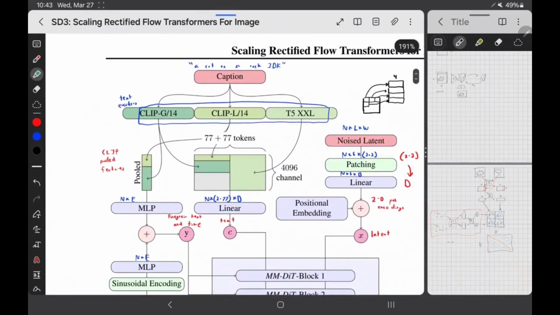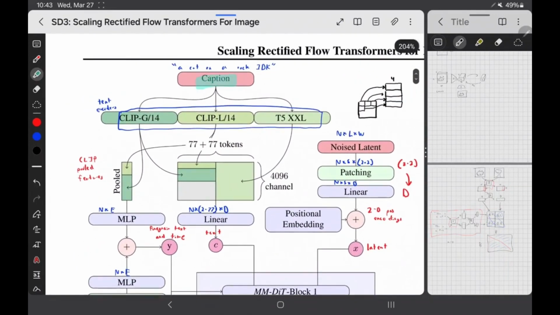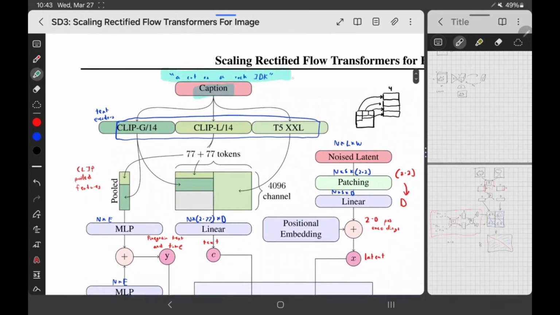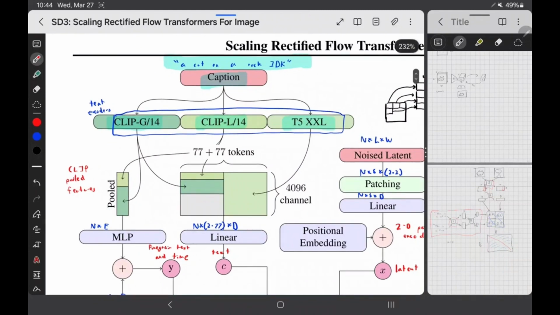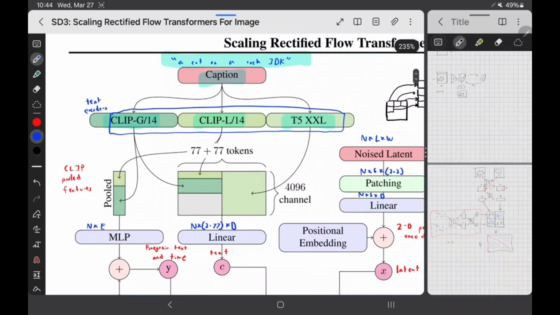So to start, we take our caption. The caption may be, I don't know, a cat on a rock or something. Some caption we want to encode. We then use multiple encoders to encode this information, and they specifically use this CLIP, and this T5, and all these output an intermediate representation.